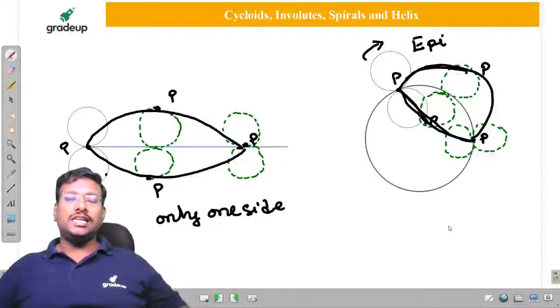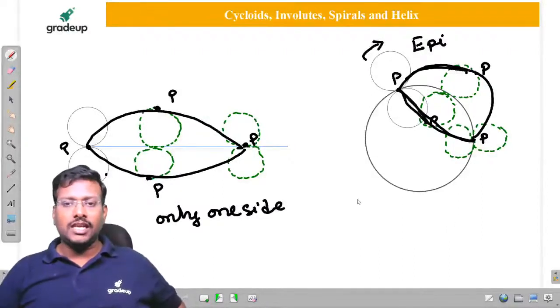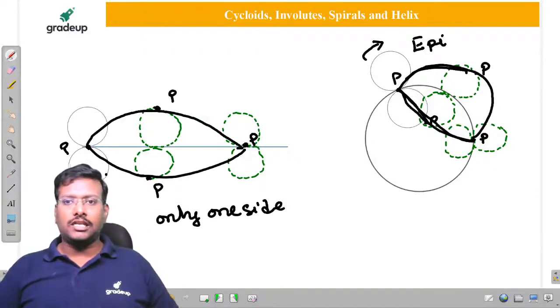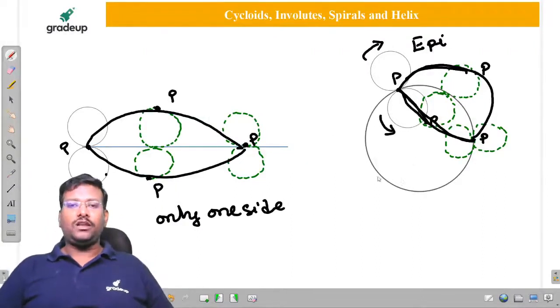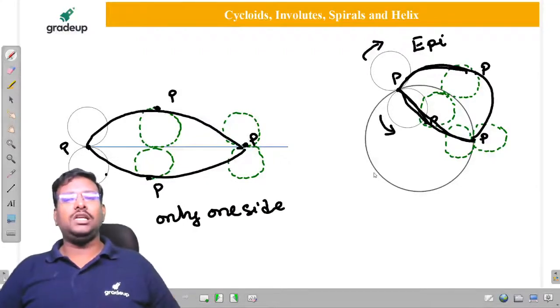Sir, if it rolls inside, then what is it called? Excellent. Try to give quickly, then it is very easy for us. When it rolls inside, then what is it called?